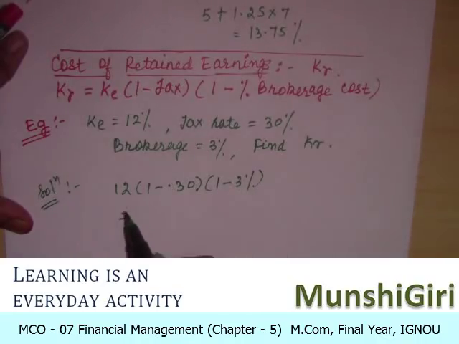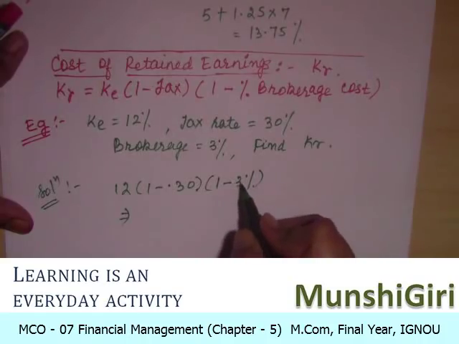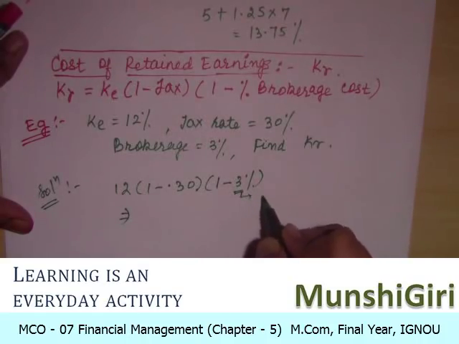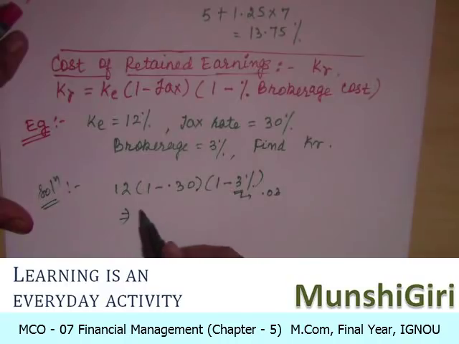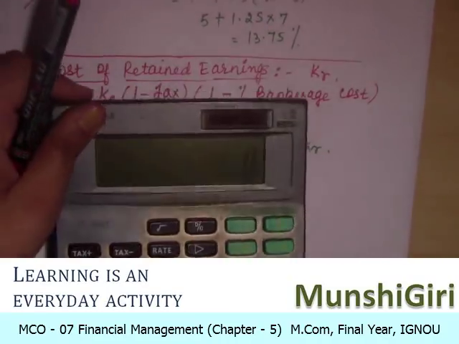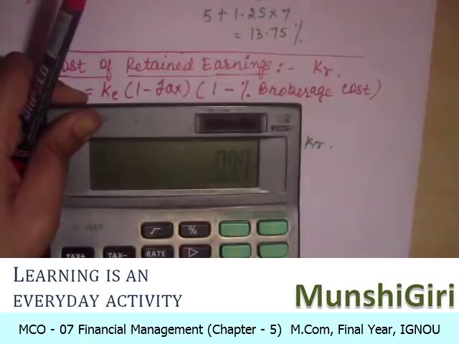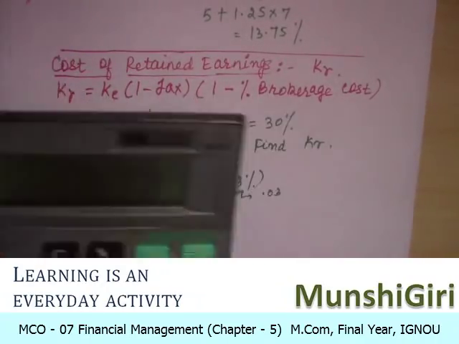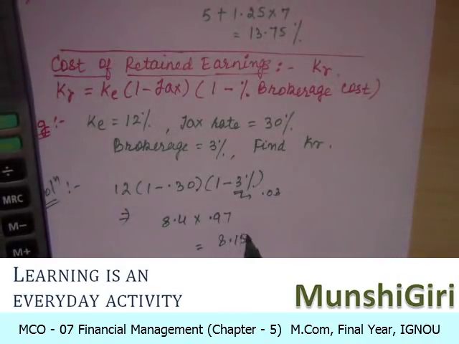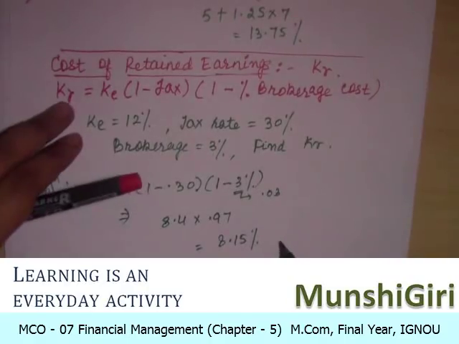So how much does it come out to be? 3% is 0.03. So 8.4 into 0.97. 8.4 into 0.97 is 8.148. That is approximately 8.15%.